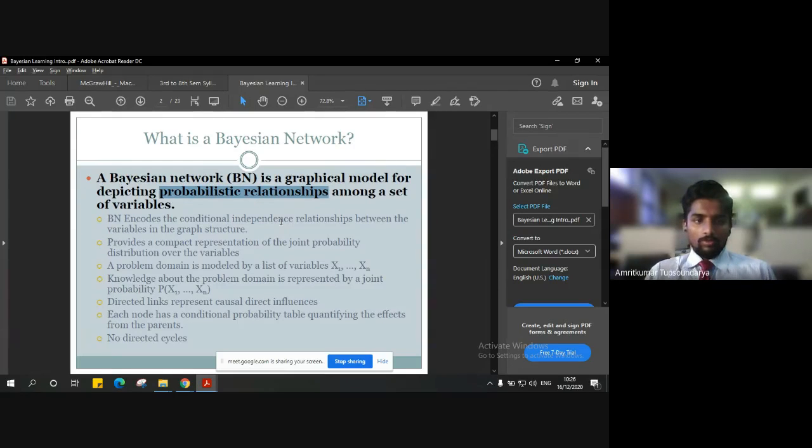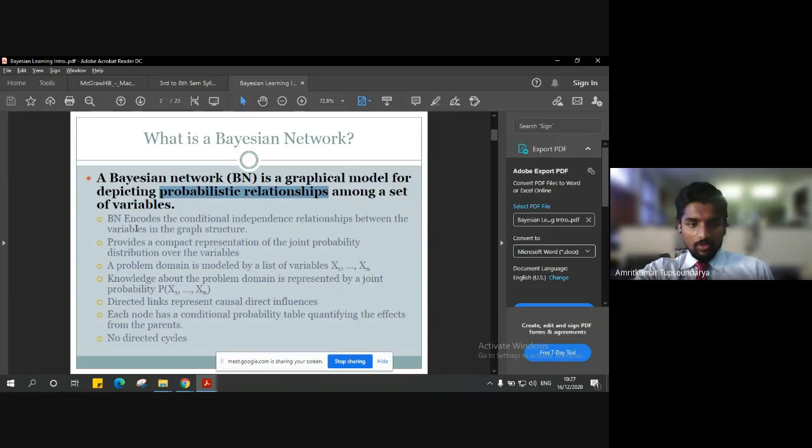Right. So what probability? Probability of what? Depicting the probabilistic relationship of what? This probabilistic relationship is amongst a set of variables. Now, what are these variables? These variables can be different values, different nodes present inside the network. So this Bayesian network has some more complicated concepts, which we will understand more in depth as and when we proceed in the module.